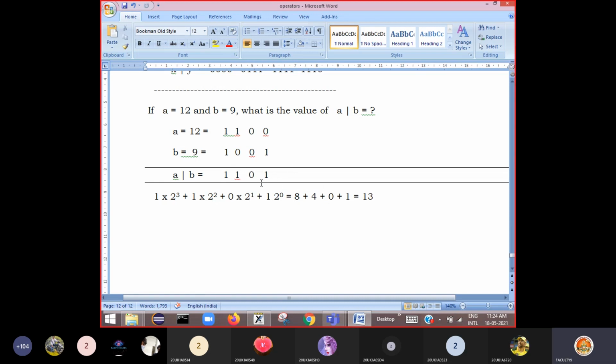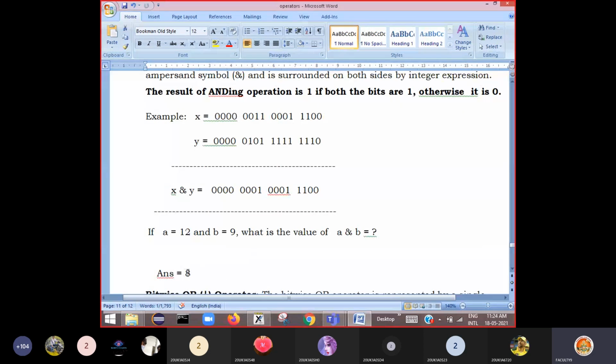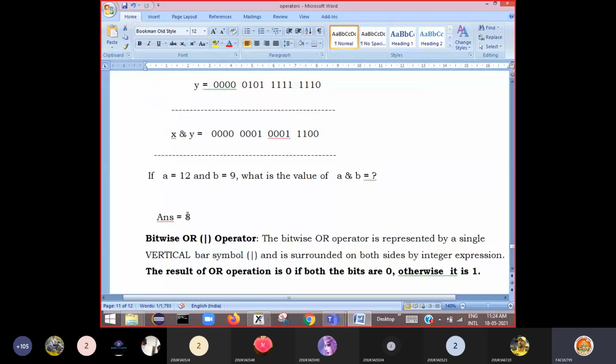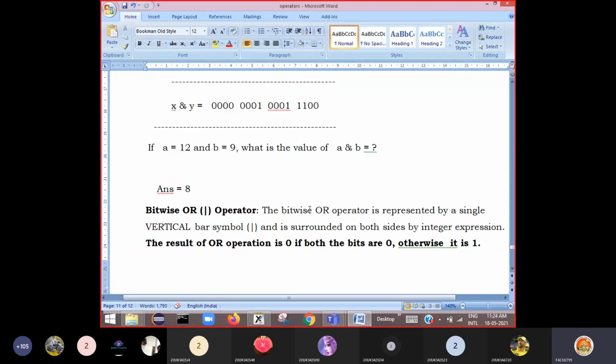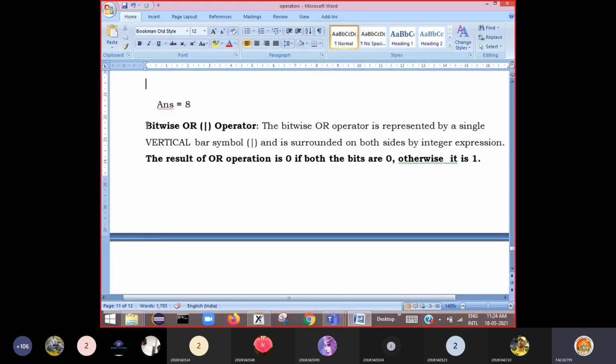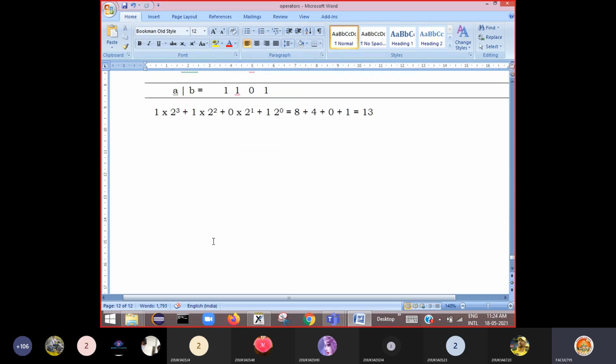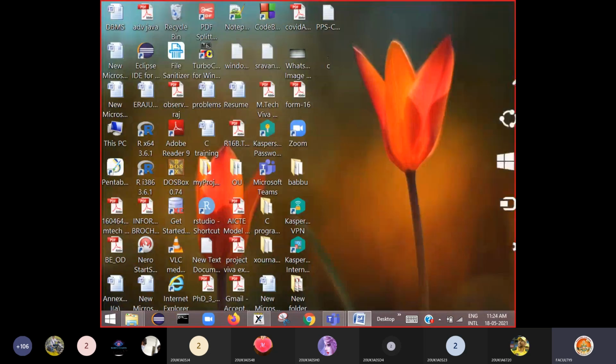Clear? Okay, right. So this is the result of bitwise OR. That means on the same numbers 12 and 9, if you perform bitwise OR, then the result will be 13. And if you perform bitwise AND, then the result you are getting is 8 here. Then we'll move on to the bitwise left shift operator. Any doubts in this? Any doubts?